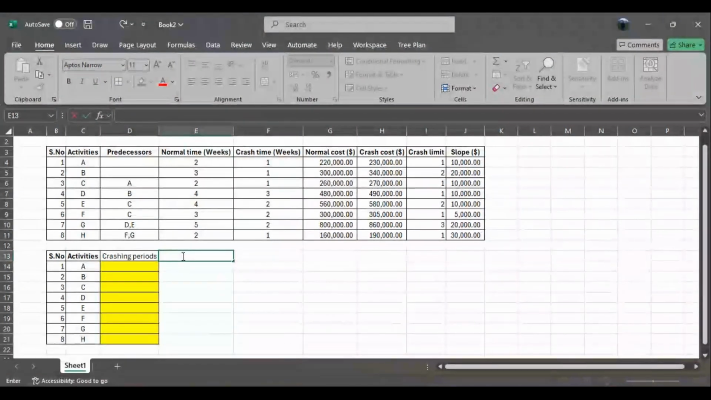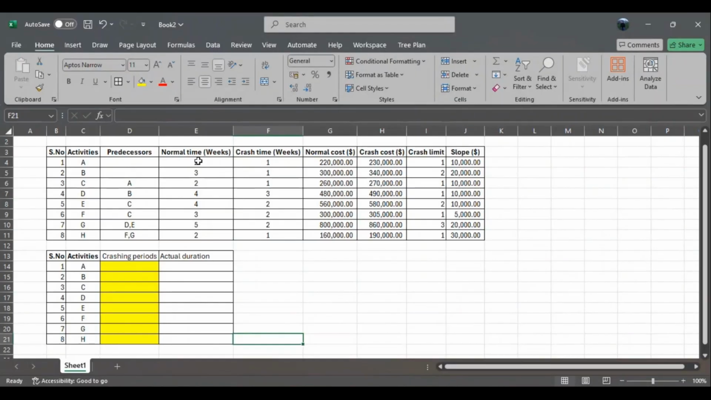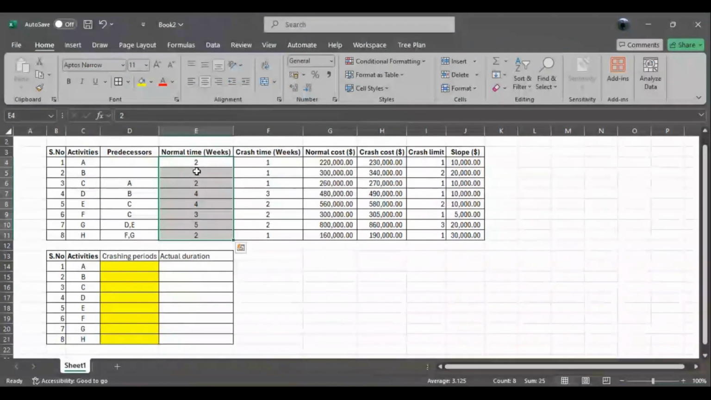The next column which we need to generate is what we call the actual duration, or actual time, or actual period of a particular activity in a project. So what's that? If we consider the normal time or the normal duration of a particular activity in a project, these are those values, right?